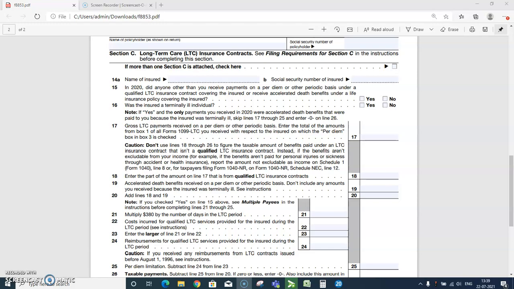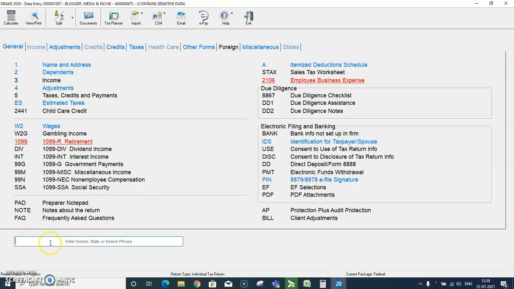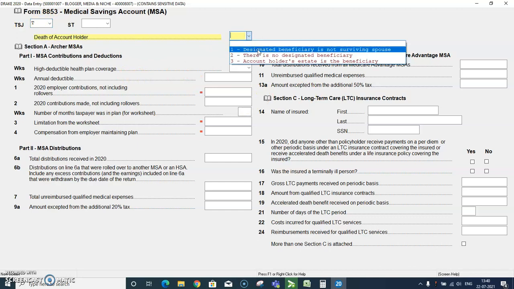So whatever I have discussed about 8853, I will show you in our software Drake. Guys, this is Drake. You can see Form 8853, Medical Savings Account, and also you can see the different sections as it was mentioned in the form earlier. We have to provide the information. You can choose any of the drop-down.